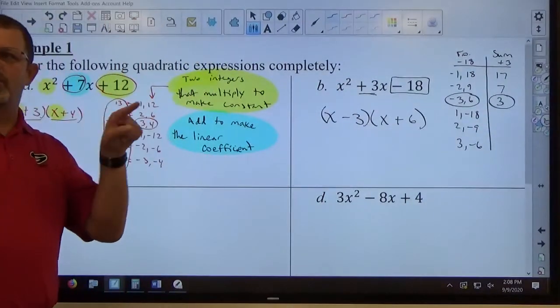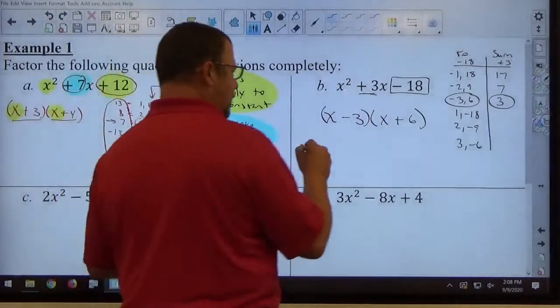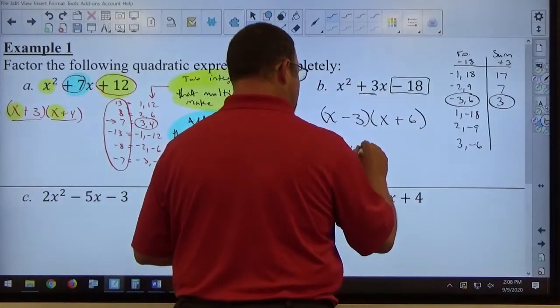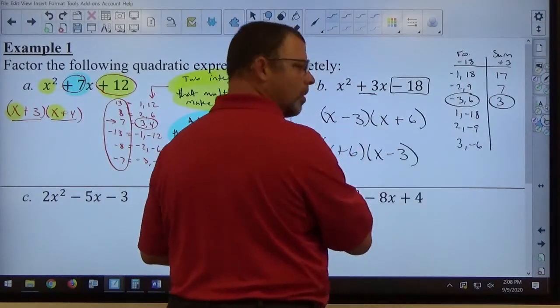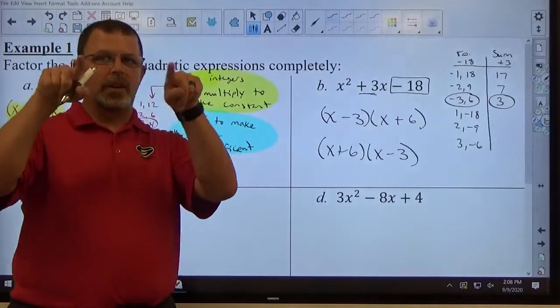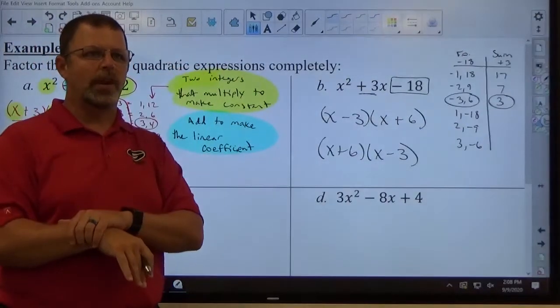The order of those two terms doesn't matter. So if I'd written it like this, x plus 6 times x minus 3, that's also right. Do put the x's in front, the numbers in the back, but whichever factor is which, it doesn't matter what order you put them in.